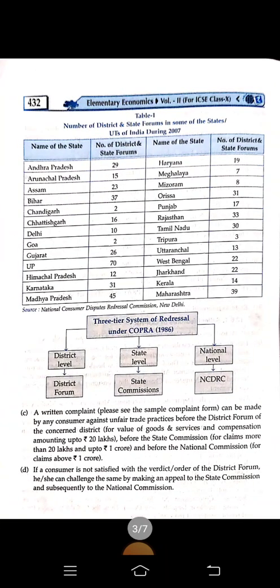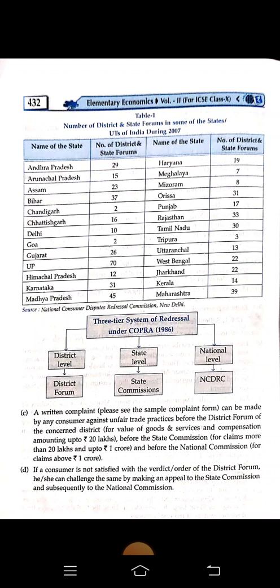A written complaint can be made by any consumer against unfair practices before the district forum of the concerned district, before the state commission for claims above 20 lakh and up to 1 crore, and before the national commission for claims above 1 crore.